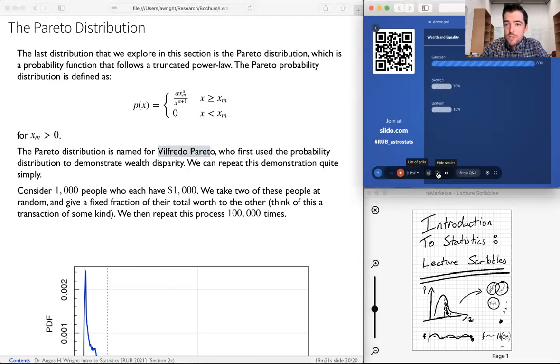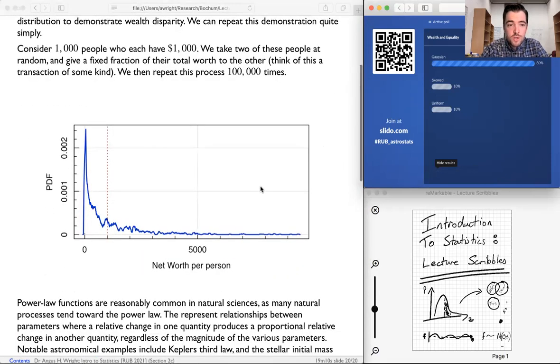So if I show the results here, people seem to think that that distribution is overwhelmingly going to produce a Gaussian, when in reality, if you do that exact simulation, what you end up with is a distribution that looks like this. So the input data, everybody started with $1,000. And as you do that series of random transactions, wealth asymmetrically piles up on a couple of individuals, and the overwhelming majority of people end up broke.